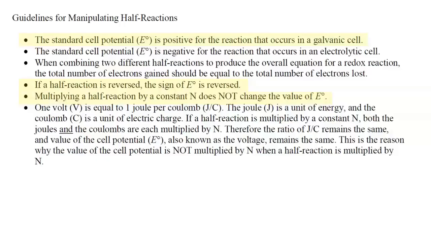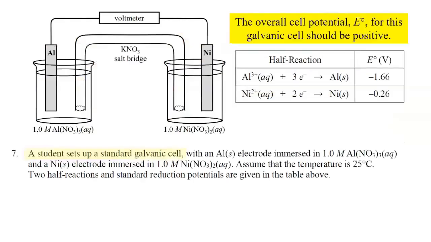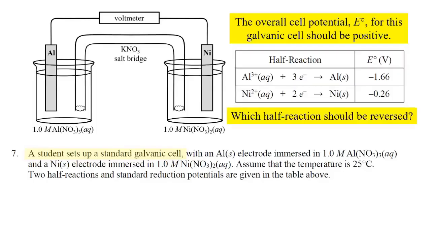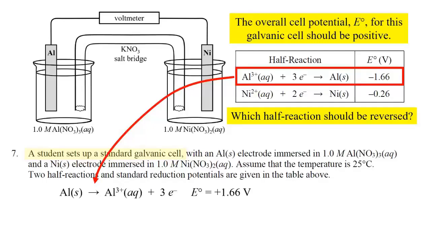And remember that if a half reaction is reversed, the sign of the cell potential is reversed. Multiplying a half reaction by a constant n does not change the value of the cell potential. So we know that the overall cell potential for this galvanic cell should be positive. We also have 2 reduction half reactions, so one of them needs to be reversed, because we have to have both a reduction and an oxidation half reaction for this to work. Which half reaction should be reversed so that the sum of these cell potentials will equal a positive number? Hopefully you can see that if we reverse the aluminum half reaction, that will change the cell potential from negative 1.66 volts to positive 1.66 volts, and that will give us a positive value when we add it to the other half reaction.